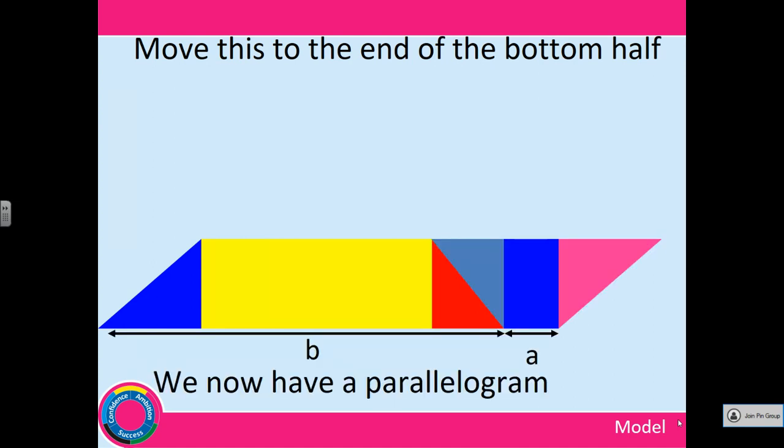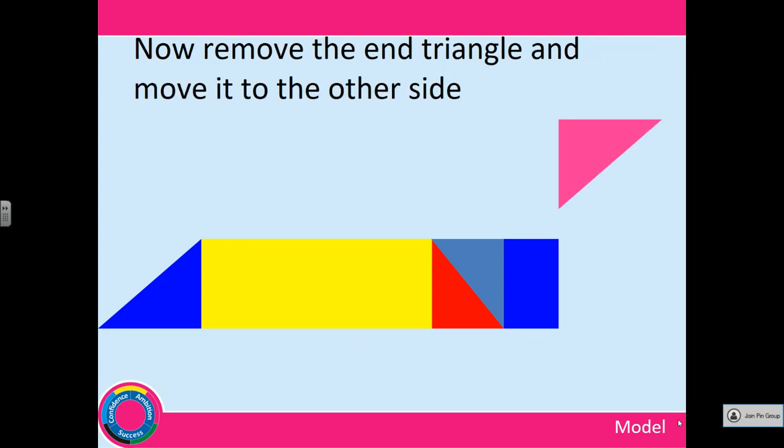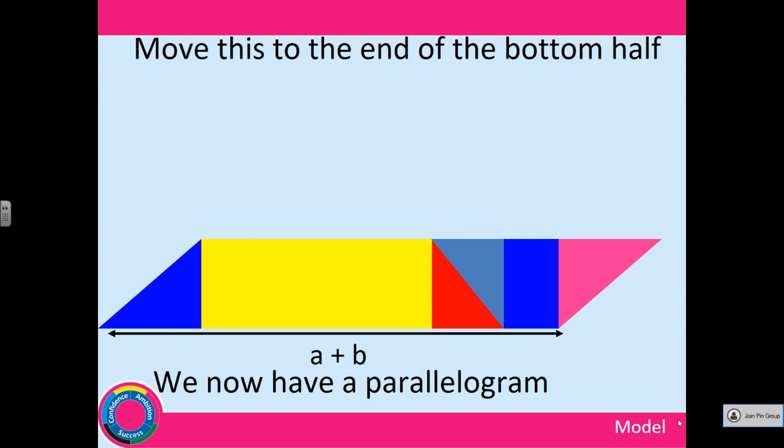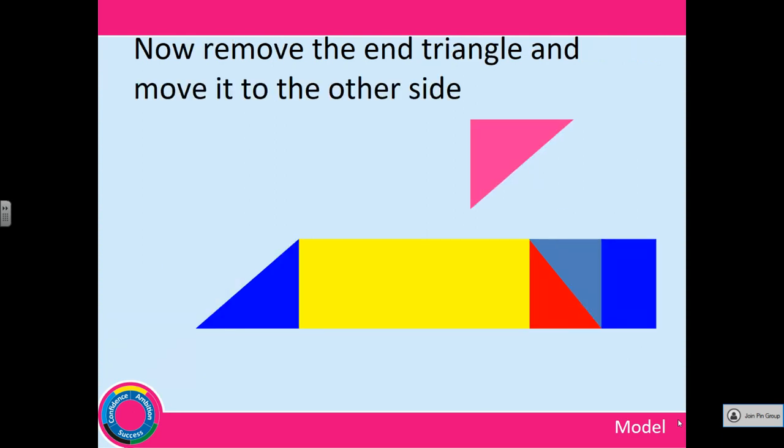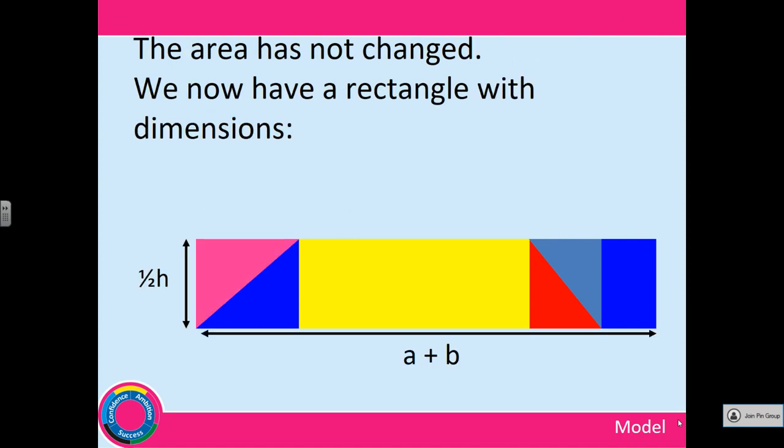Okay, and what you should notice is that we now have a parallelogram, which is what we worked with last time. And since that bottom section was worth B and the top side was worth A, when I put them together, I get B plus A or A plus B. And that would actually be the same at the top. Right, so now I'm just going to reorganize that, take off that triangle and put that here. And what I actually now have is a rectangle, which is quite cool.